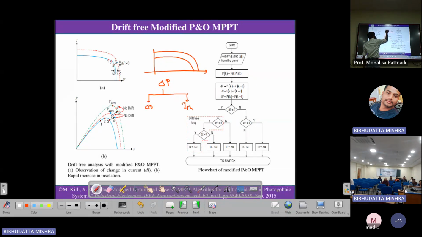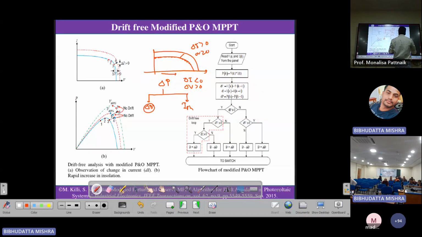in del D variation, we are actually operating on the same curve. So always, if I increase the voltage, del I is less than 0, as I already told you, and del V is greater than 0. But if there is a change in the irradiation, then del I is greater than 0 and del V is greater than 0. So he puts one extra condition here just to check whether the del P variation is due to the del D variation or due to the irradiation change.